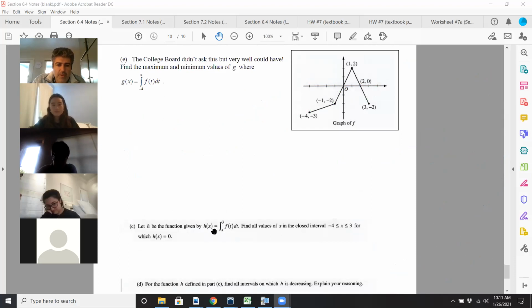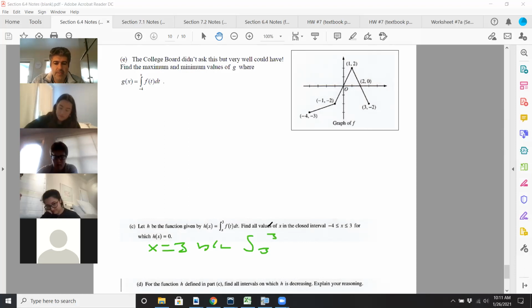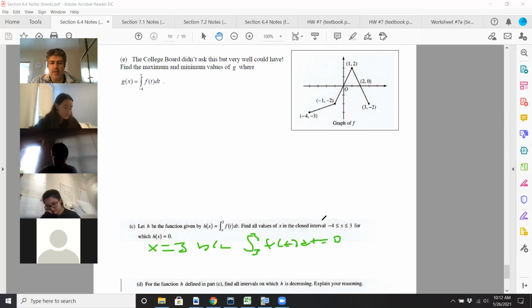So here you have the integral from x to 3. Find all values of x in a closed interval where h of x equals that. Well, obviously x equals 3, because the integral from 3 to 3, that's an easy one, of f of t dt equals 0. Let me write that more neatly, sorry. We know that for sure.